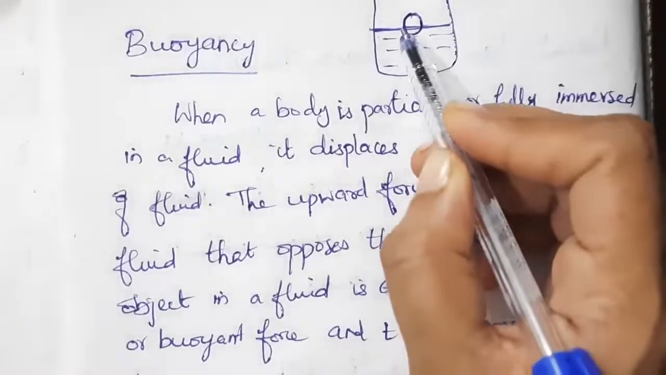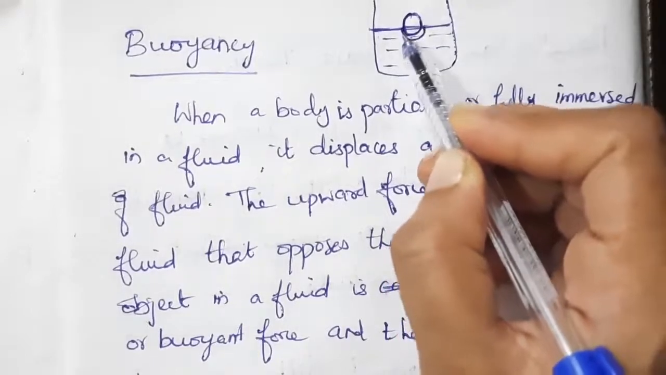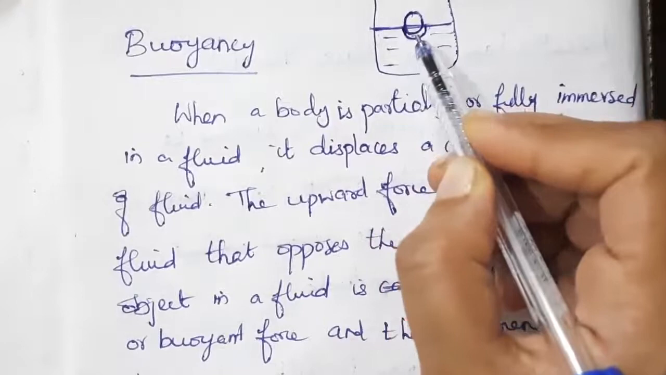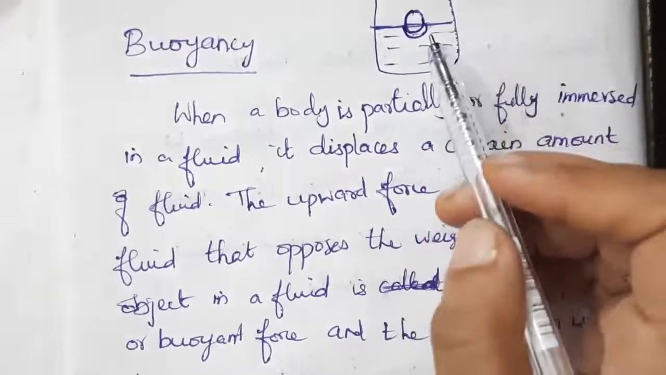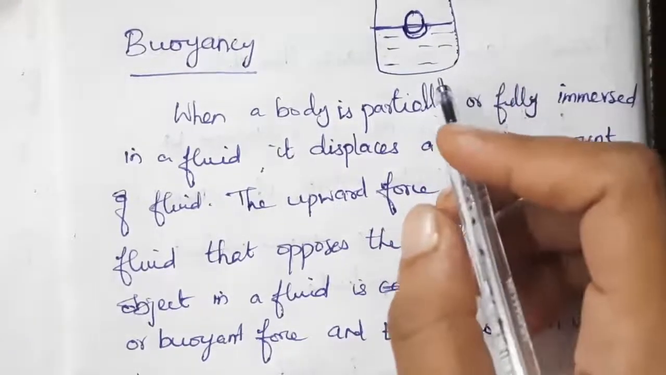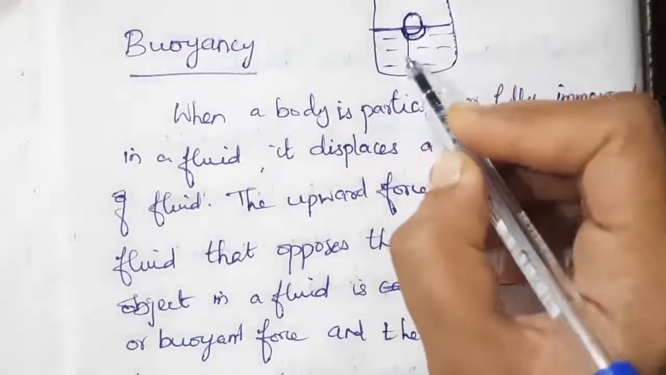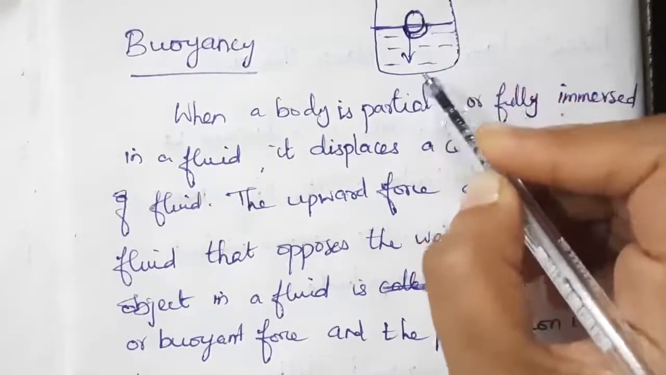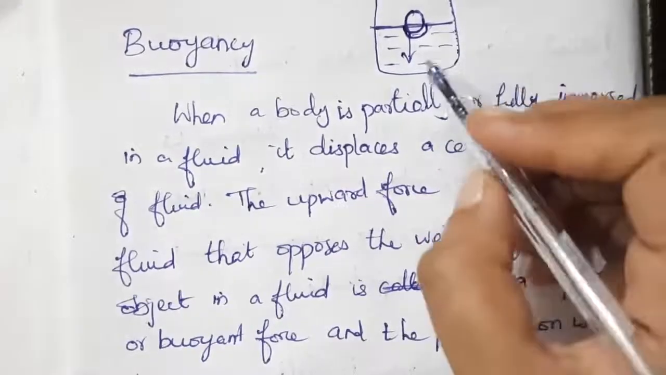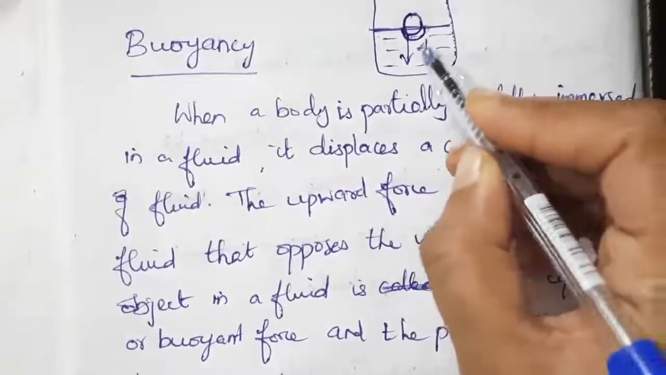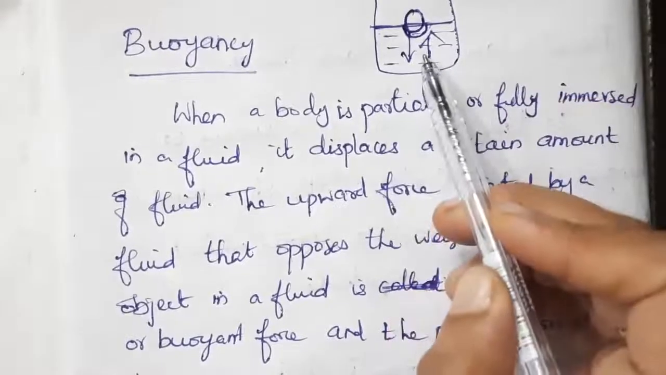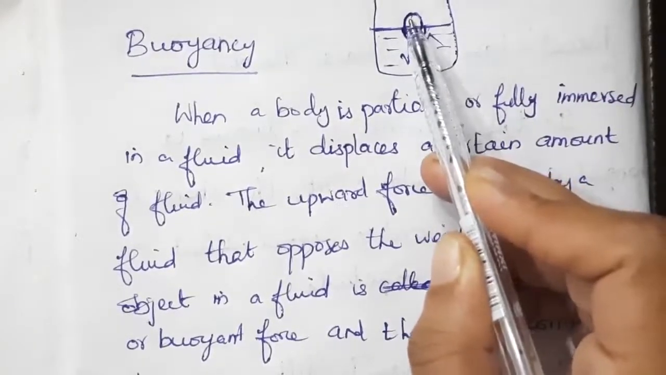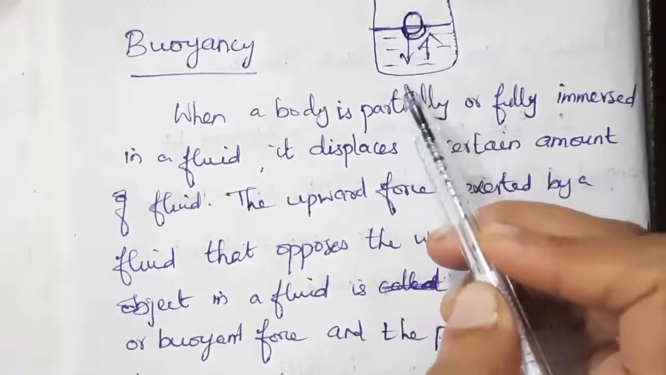So in this place, the water gets displaced. Here, there is weight acting in the downward direction. The weight of this object is acting downward. In the same way, there is an upward force exerted by this fluid to oppose this weight. Understand? The weight will be acting in the downward direction.